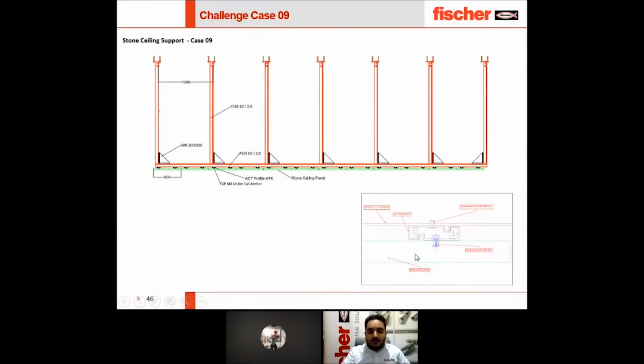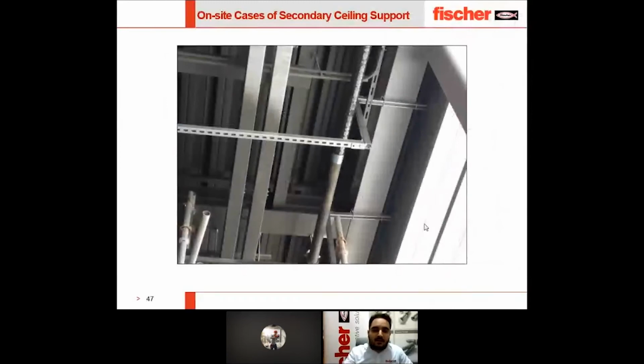So we made a very high specification requirement, and we used a very high safety factor for this one, because you know the stone is very risky. So the consultant and the client trusted us and trusted our design, and it was made with the Fischer system. I will go through some pictures, actual pictures of the site, of what we did in Riyadh Metro and other projects.